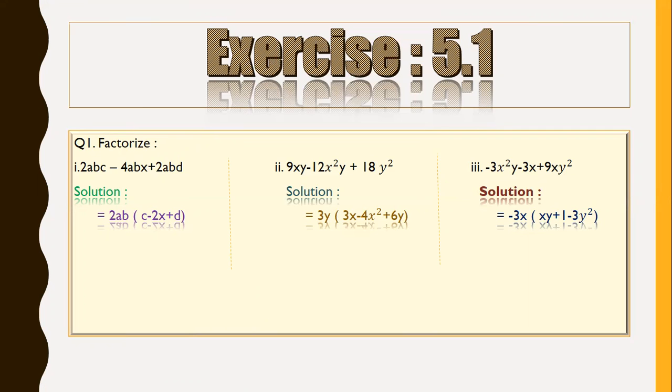Minus 3x is common over there. Xy is left in the first, plus 1 is left in the second, and minus 3y square is left in the third term. I told you we take minus 3x common, so that's why all the signs of the terms within the brackets will be changed. If you don't want to take the negative sign common, then your answer will be 3x into (minus xy minus 1 plus 3y square). It's up to you. Come to the fourth part.